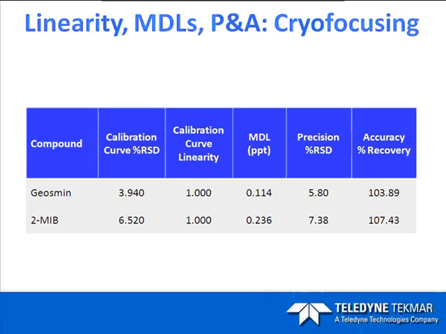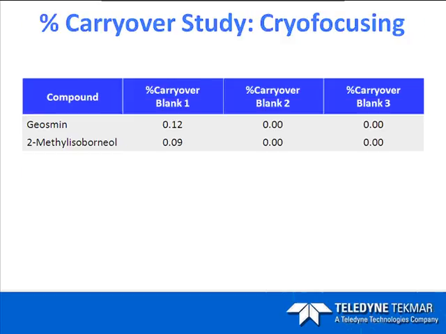We also looked at the percent carryover, and the first blank after a 100 part per trillion standard showed 0.12% carryover for Geosmin and 0.09% for 2-MIB. So very, very minimal carryover whatsoever.